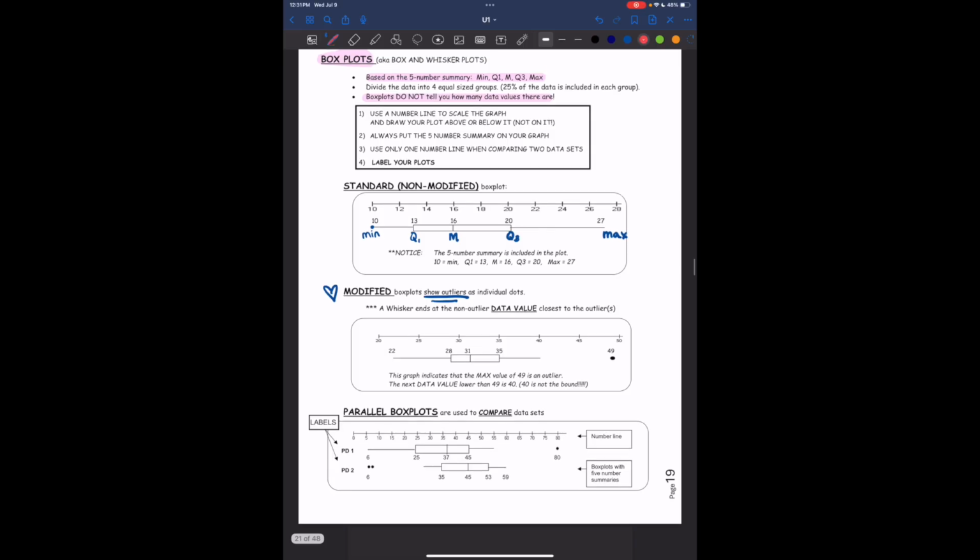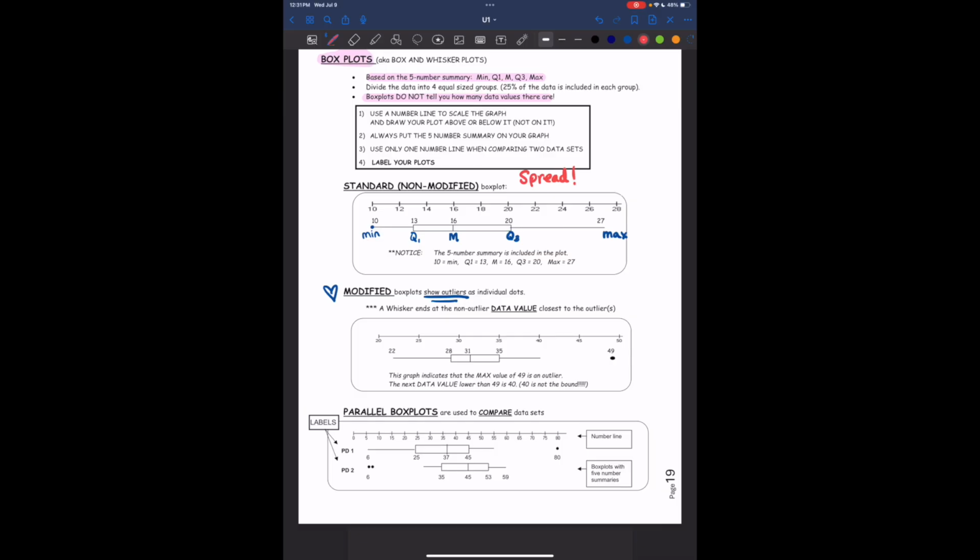So this part here would represent your minimum right there at 10. And then this would be Q1, this would be your median, or Q2. This would be Q3. And then this would be your maximum. This is nice because you can see how spread out the data is. This is a good thing for spread.